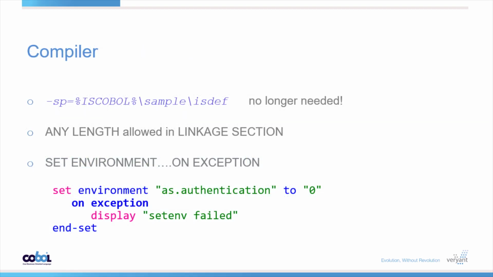isCOBOL has about 23 definition files, so chances are you're using at least one of them. This meant that you needed to point to them during the compile using that -sp switch. But now the compiler will look for the standard copy files automatically. It's a simple thing that'll hopefully save you a lot of extra typing.